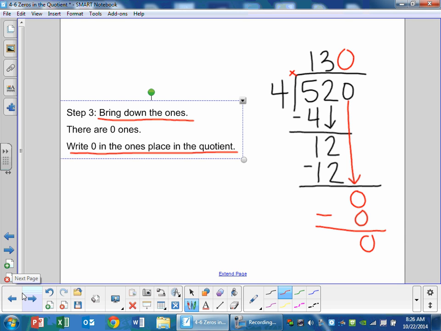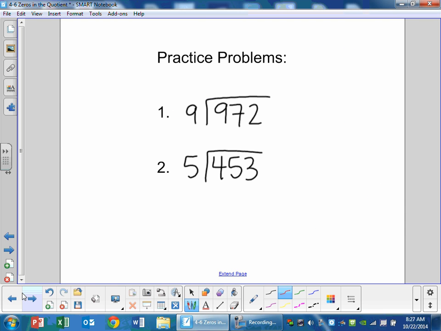Okay? At this point, you can stop, rewind, rewatch any part of the video that you may need to. And when you are feeling confident, go ahead and copy down these two practice problems. 972 divided by 9 and 453 divided by 5. Obviously, you're going to need more workspace in here than just this little area. So notice there are not zeros in the dividends. So be careful where you are going to want to place a 0 somewhere in this quotient. All right? Good luck.